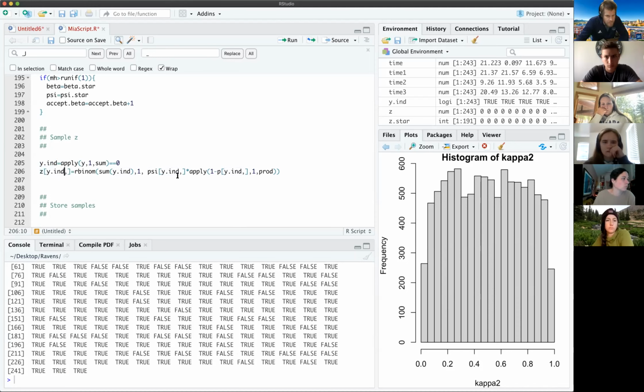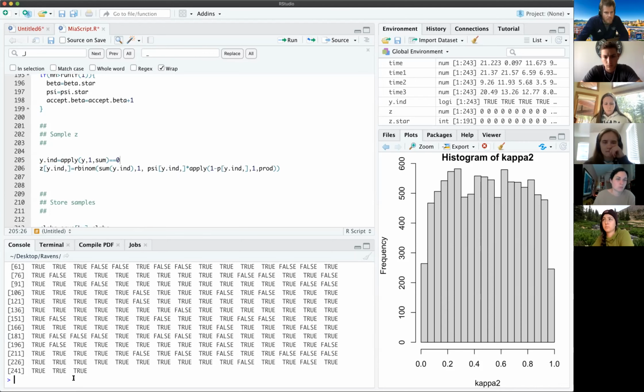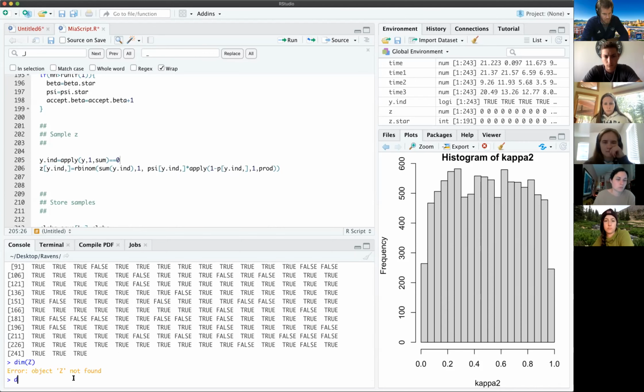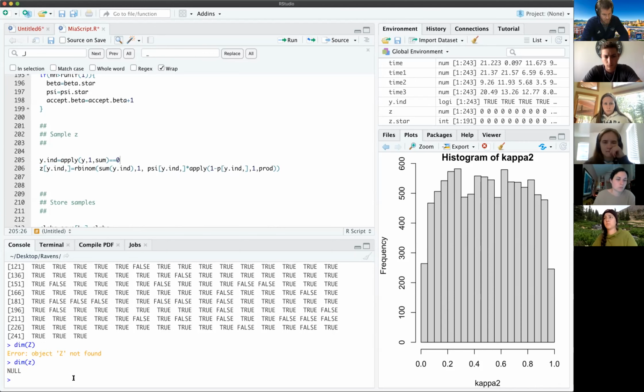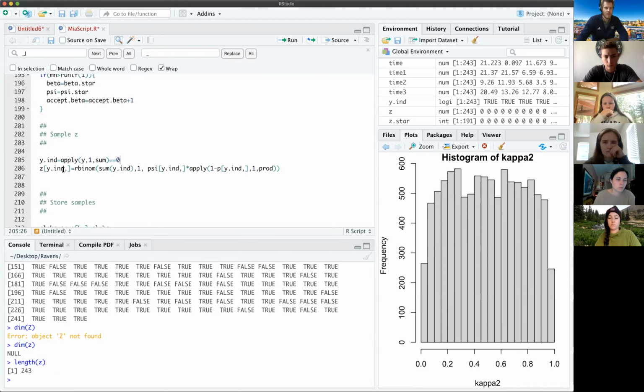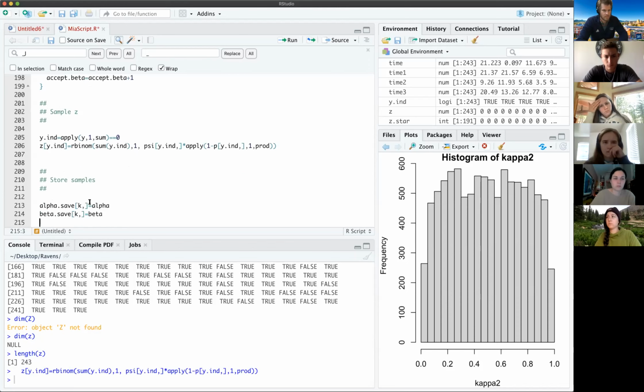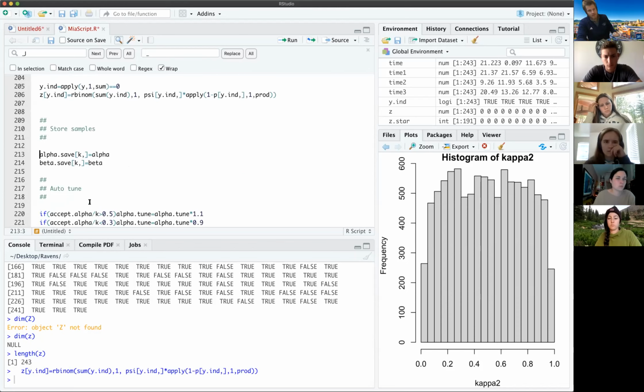Oh, I see. Okay. Don't need this comma. Okay, and we can save our samples. We could save the Z's for each site if we wanted to.